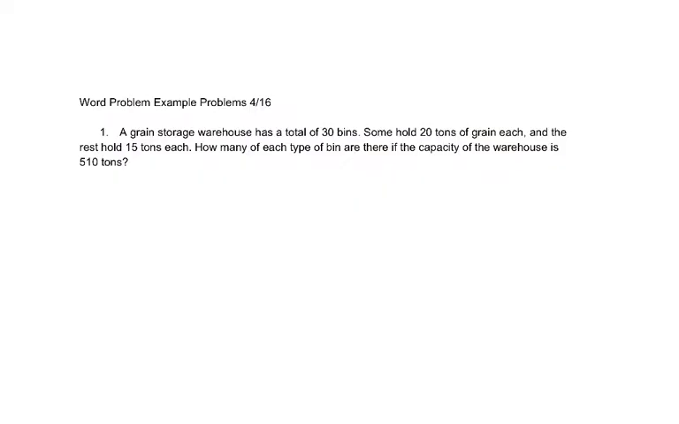So now we're going to take a look at our word problems. Okay? So in this one, it says a grain storage warehouse has a total of 30 bins. Some hold 20 tons of grain each, and the rest hold 15 tons each. How many of each type of bin are there if the capacity of the warehouse is 510 tons? Okay, so we need to have two equations, okay? So the storage warehouse has a total of 30 bins.